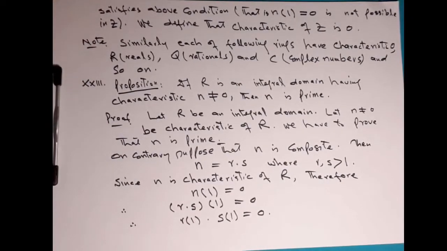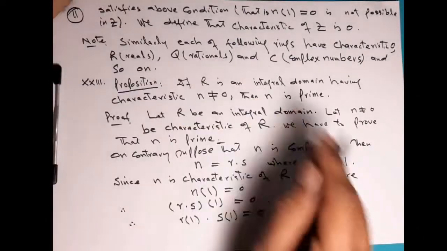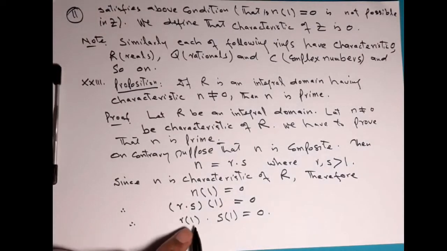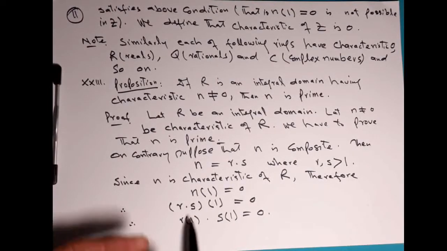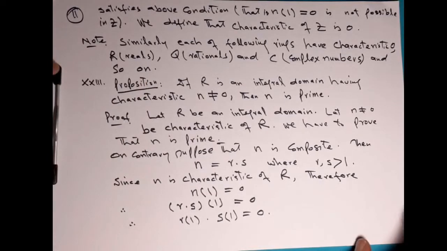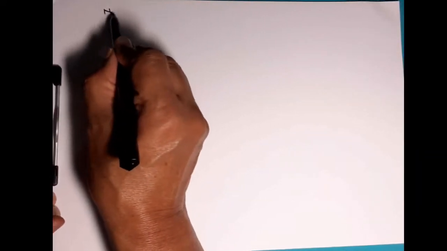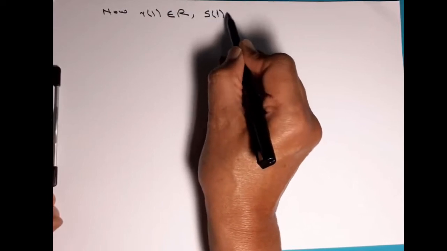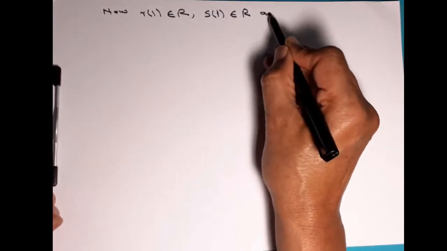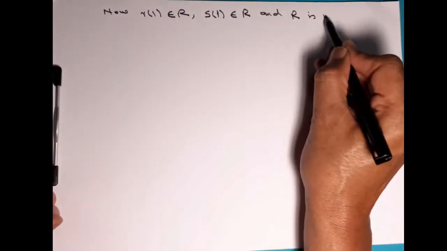Now here is a very important observation you have to make, and that is 1 is an element of this ring R. So R times 1 also belongs to R. Remember that. 1 belongs to R. So 1 plus 1 belongs to R. 1 plus 1 plus 1 belongs to R. So R times 1 will belong to R. Now R into 1 belongs to R, S into 1 belongs to R, and R is an integral domain.